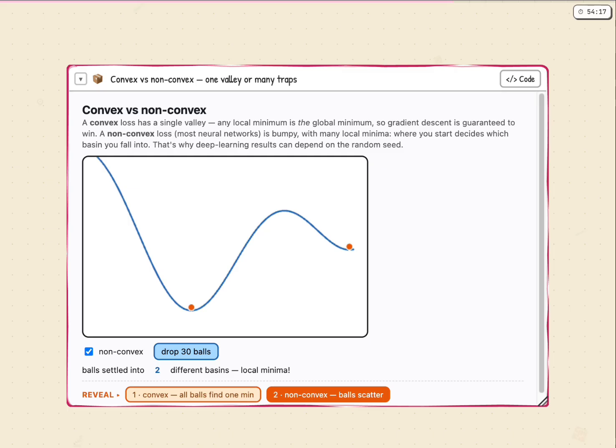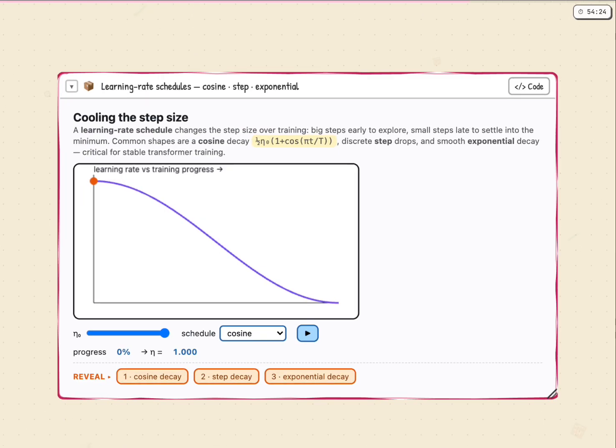We saw that the learning rate, the step size, is a delicate balance. Too big and you overshoot, too small and you crawl. So here's the clever trick the whole field uses. Don't keep it fixed. Change it as training goes on. That's a learning rate schedule.